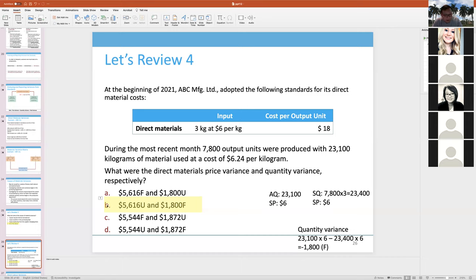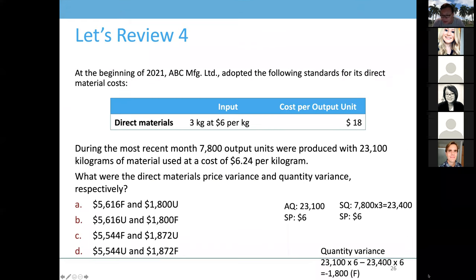I don't even have to do the other ones. Only answer B gave me a quantity variance of 1800 favorable. Okay, are we okay with this? Is this hard or easy? If I give you a question like this in the final exam, do you think you can get this right?